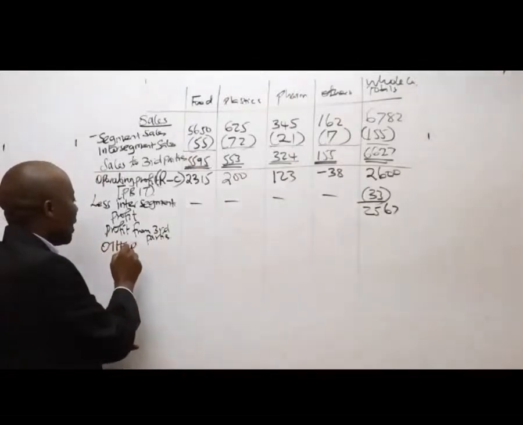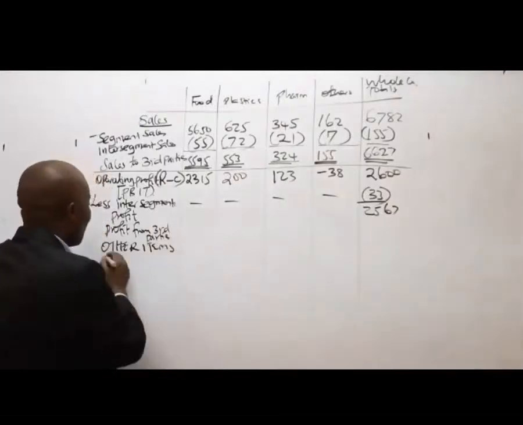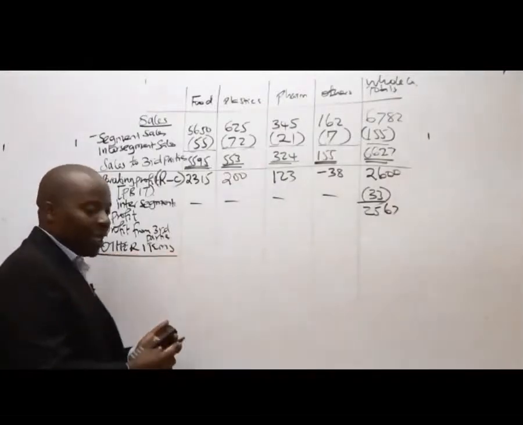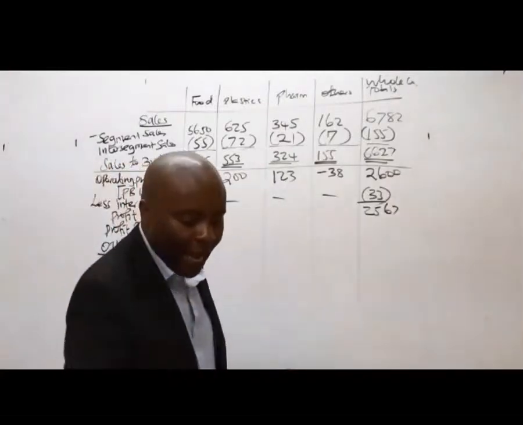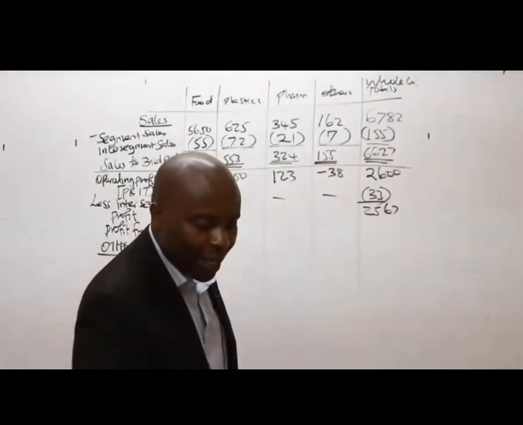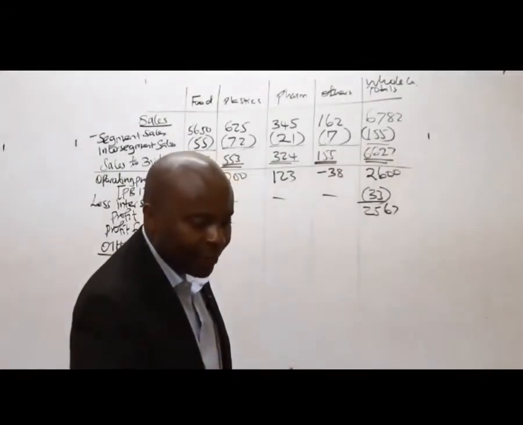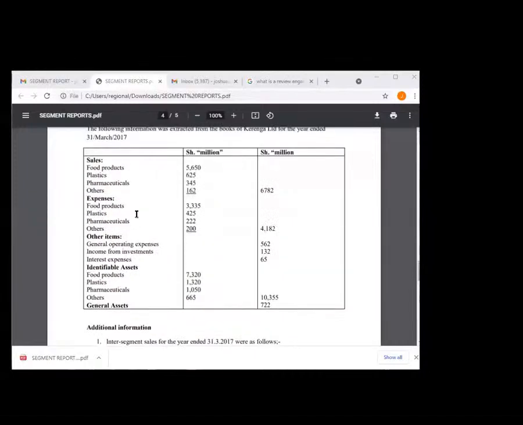So other items, you'll always get that column, that area where they capture the other items for us. Like here, they have captured the other items. You can see a place where they are telling us other items. If you're keen, you'll be able to see general operating expenses, income from investments, and then we have interest expenses. So you bring them like the way they are.